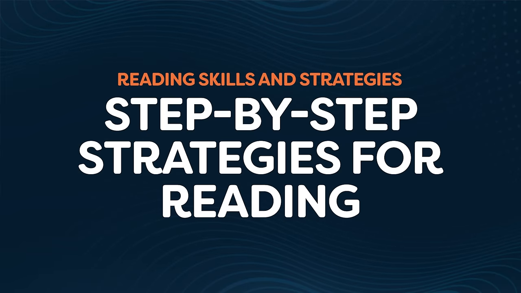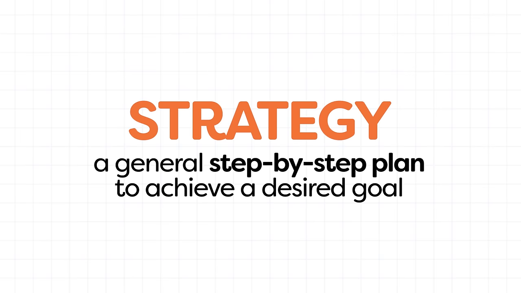But what band 9 students really understand about these skills is when to use them and when not to use them, and in what order to use them. So let's talk about reading strategy now. On a very basic level, a strategy is just telling you what to do and in what order to do it. So step one, do this. Step two, do this. Step three, do this.